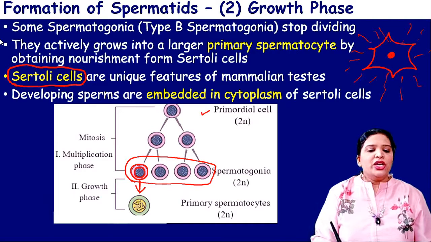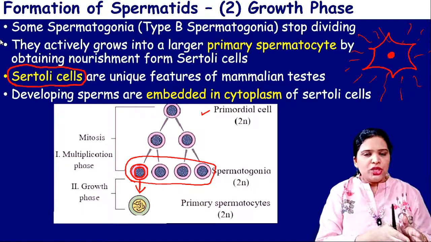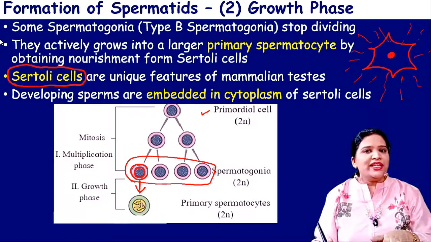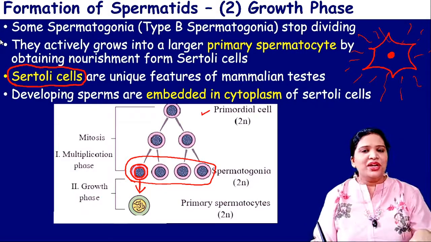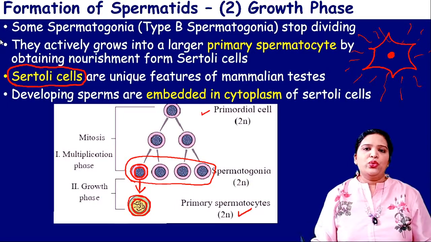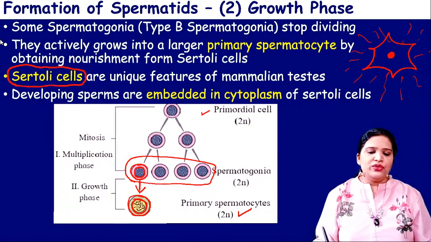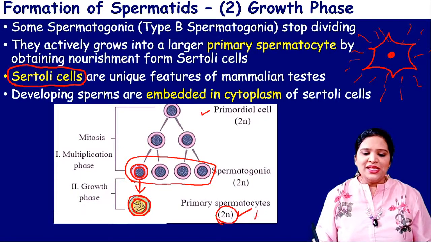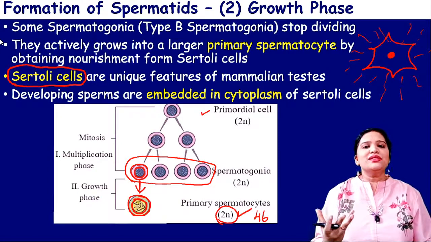So during the growth phase, half of the spermatogonia, that means half of the germ mother cells, stop dividing. They no longer divide by mitotic division. They stop dividing and start growing in size. See here, they grow in size and become primary spermatocytes at the end of the second phase, the growth phase. Now see the number of chromosomes. The chromosome number is the same, 46. There is no reduction, because here only the size is increasing.